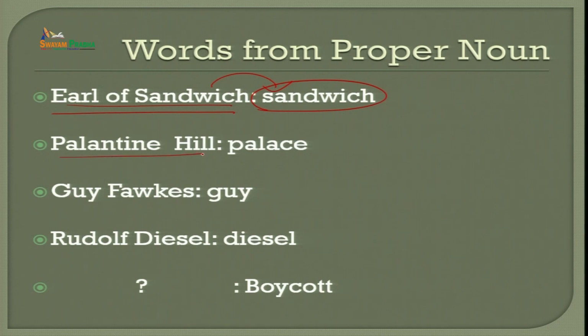Palatine Hill has taken the form of palace nowadays. Further, Guy Fawkes. Guy Fawkes clearly indicates that we are using guys right now. Look at these guys, they are just hanging around and enjoying themselves. Okay, so this is where guys comes from. Rudolph Diesel, and diesel came into existence, everyone. So remember, all these words have originated from proper nouns as well.